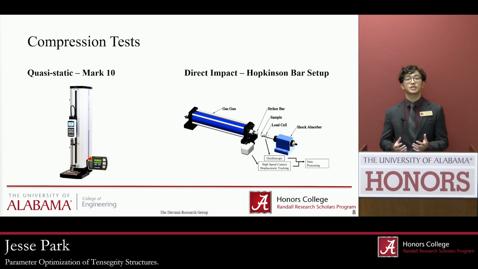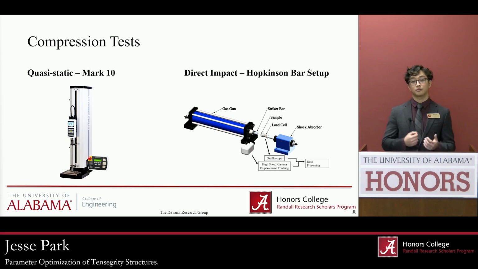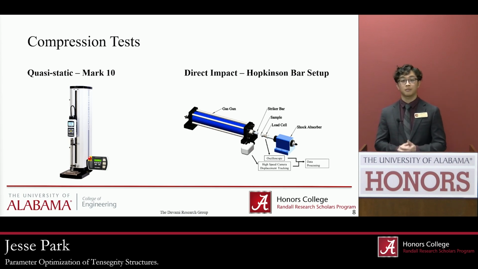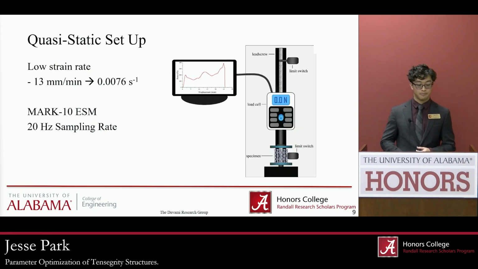So for our compression tests, we use two main methods, one being the quasi-static with the Mark 10, and the other being direct impact with the Hopkinson pressure bar setup. I will go more in depth into those methods now. For the quasi-static setup, we focus on low strain rate compression. Now what this means is that we compress the samples at around 13 millimeters per minute.